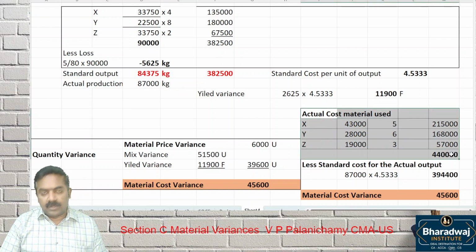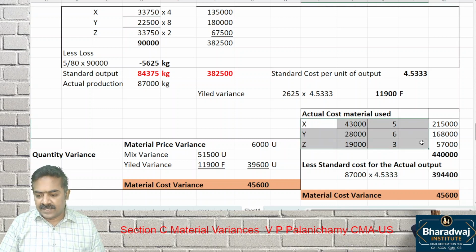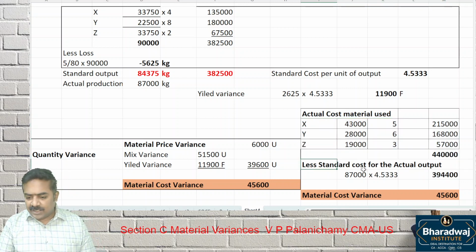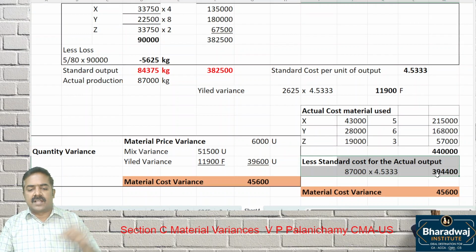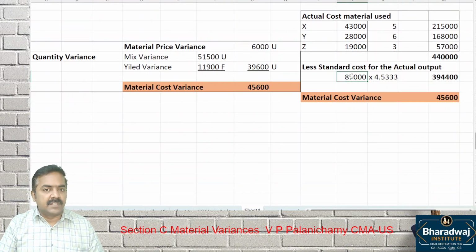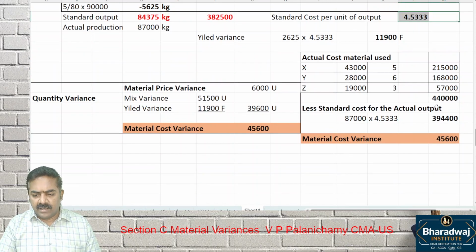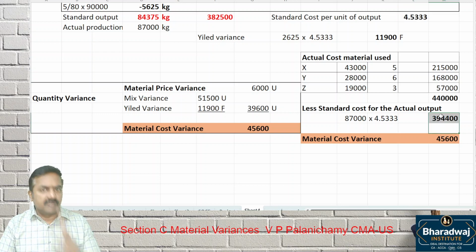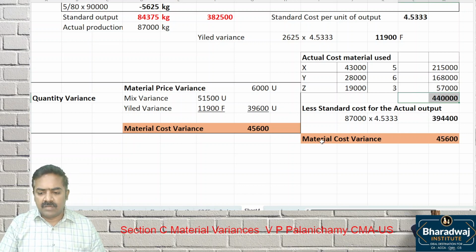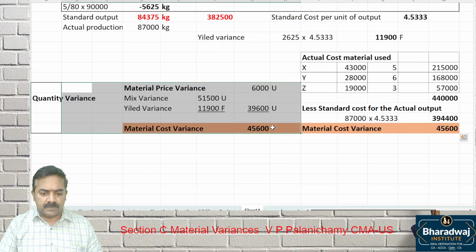Simple. This is the actual cost of material consumed. This is the cost of material that should have been consumed for the actual production, based on actual consumption. For this output, what is the standard cost allowed? For manufacturing 87,000 kg of output, the standard cost per unit is 4.5333. So 3,94,400 you should have consumed or spent. We spent 4,40,000. We spent 45,600 more. That we verify through a reconciliation also.